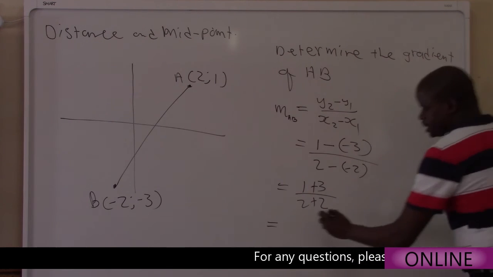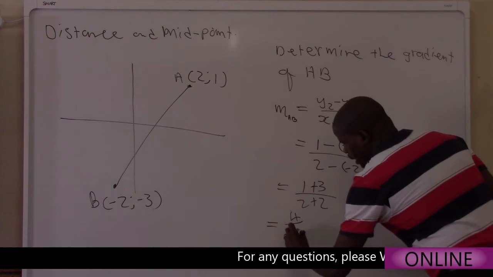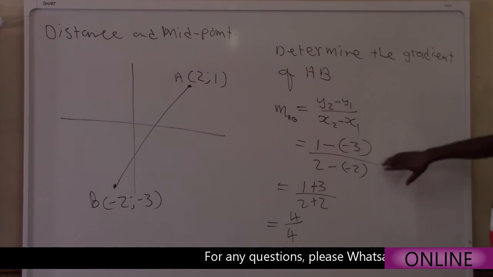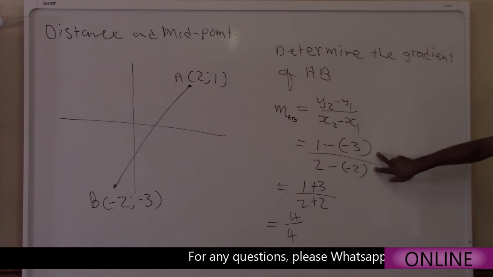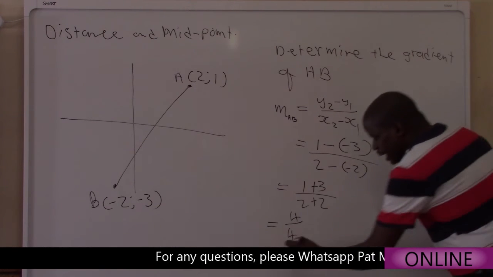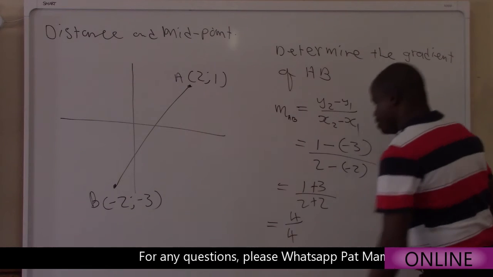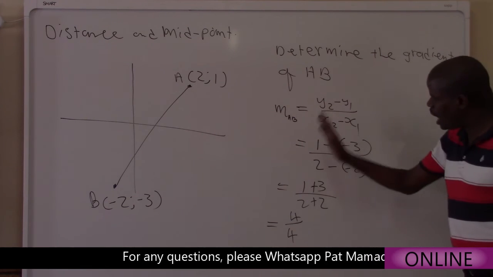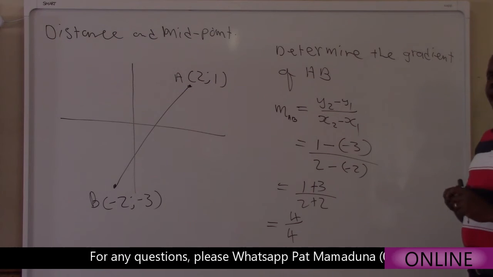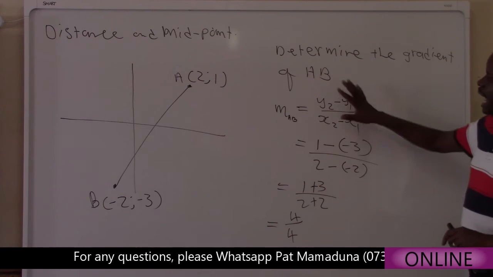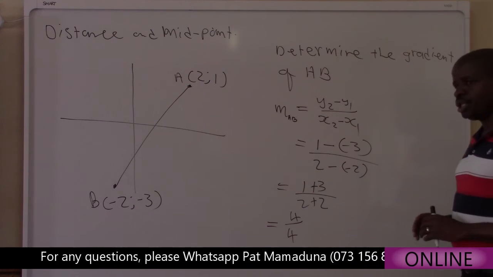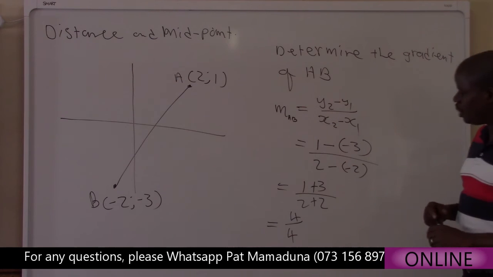So 1 plus 3, it's 4, and 2 plus 2 is 4. So again here, you will get a mark for the correct substitution into the correct formula, and then now 4 divided by 4, it's 1. So that is how the distance, the midpoint, and the equation of a straight line are calculated in analytical geometry. So the geometry, that's how it goes.